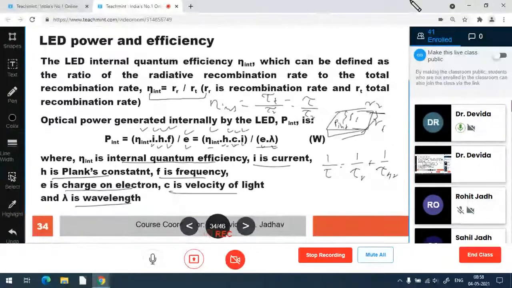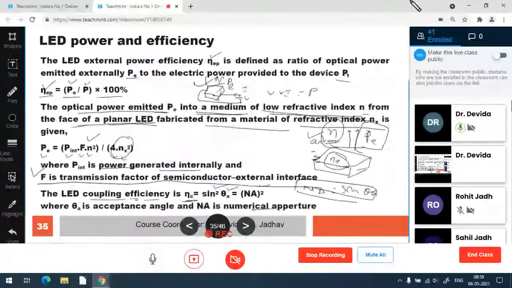So either we can go for eta internal equal to tau r upon tau t, or eta internal equal to tau upon tau r, and P internal is eta internal I h f upon e, or P internal is equal to eta internal h c I upon e lambda, where h is Planck's constant, e is the charge of the electron, c is the velocity of light, lambda is the wavelength, and f is the frequency. Eta internal is the internal quantum efficiency.